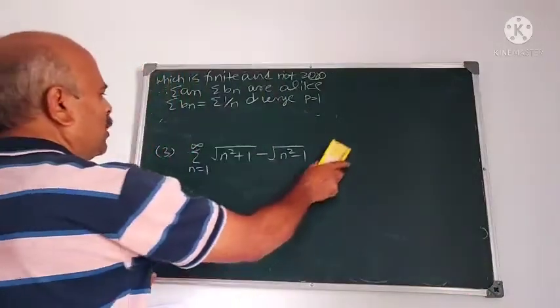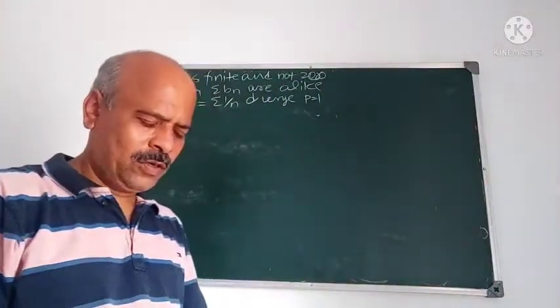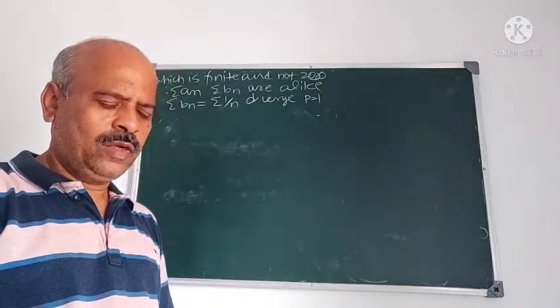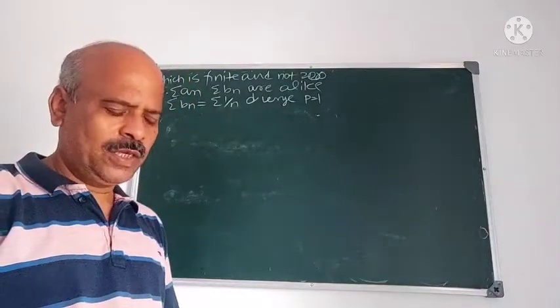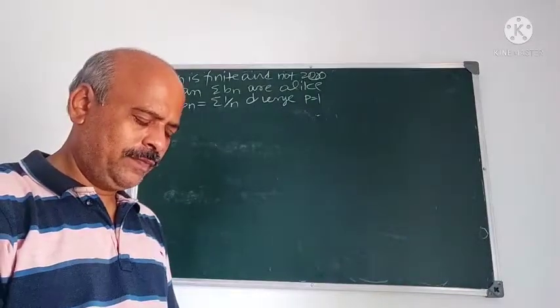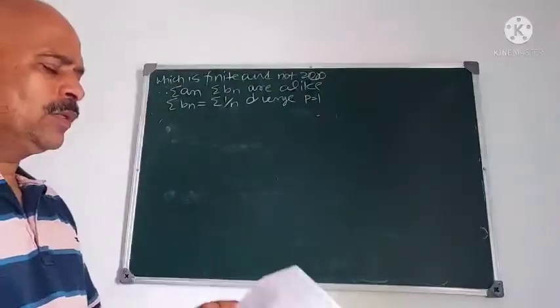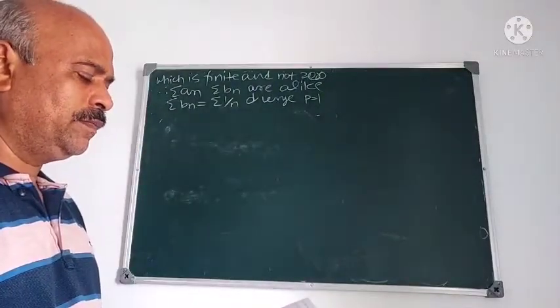Now, this problem is similar to the first one. You try this. First, you multiply and divide by the conjugate. What is the conjugate? Root n square plus 1 plus root n square minus 1, and simplify. The answer is it diverges again. That third problem, the given series also diverges.